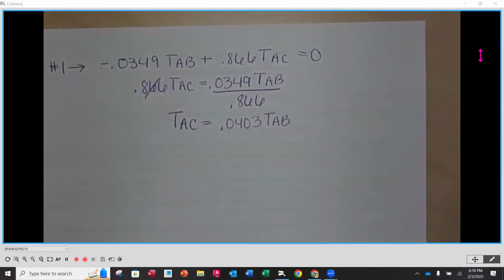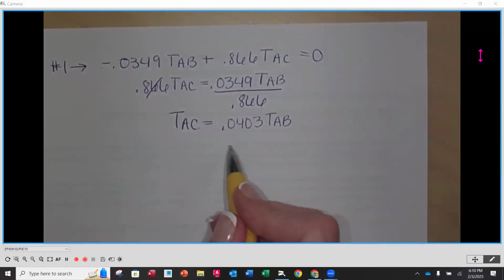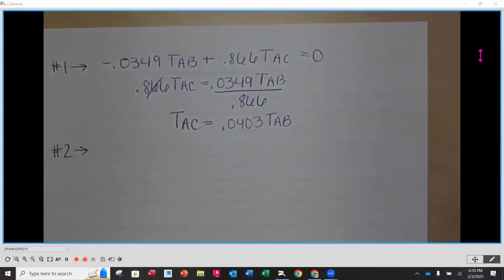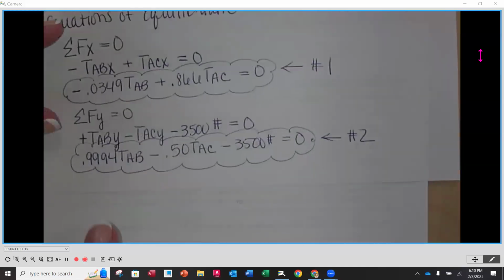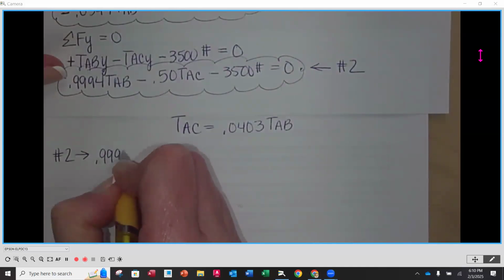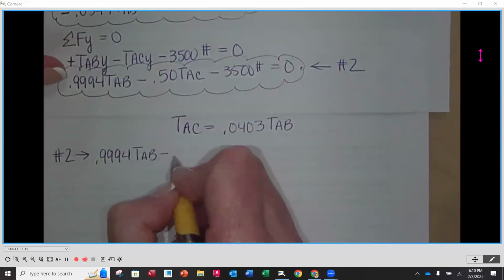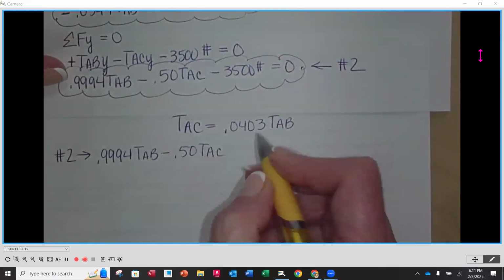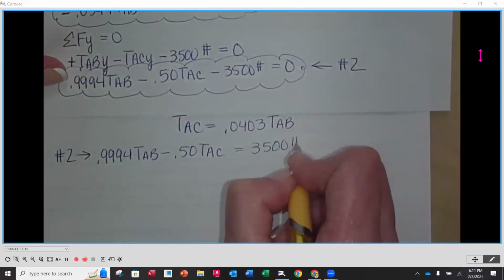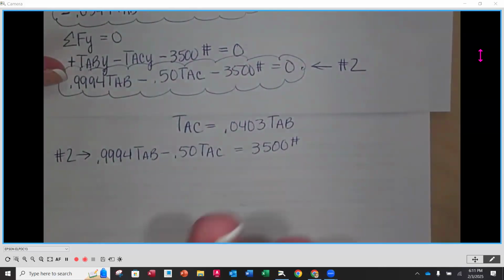So we still have two unknowns, but now we have one of the variables, TAC, solved in terms of the other. In terms of TAB. We're going to let that one sit here a little bit, and then we're going to go to the other equation, number 2. Number 2, as you know, was right here. I'm just going to rewrite it in that form so we have it all on the same page. If you want to keep yours where it's at, that's totally fine. And then I'm going to move my 3,500 to the other side right away. So equals 3,500 pounds. It becomes positive on the other side. That's all that I did there.